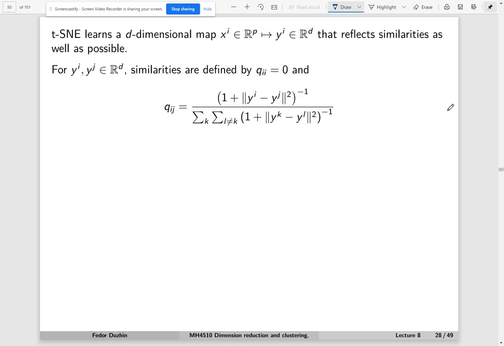Well, and similarities between yi and yj are defined in a similar way. Only instead of the Gaussian distribution, we take the Student t distribution with 1 degree of freedom, right? So basically, the formula that you see is the t distribution with 1 degree of freedom.